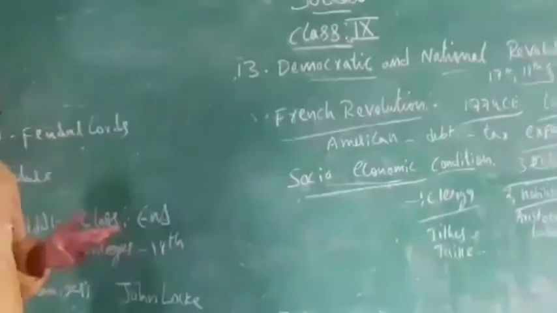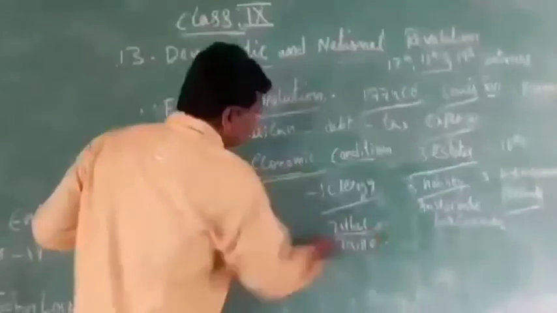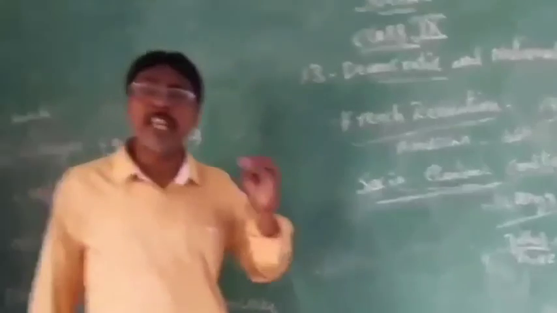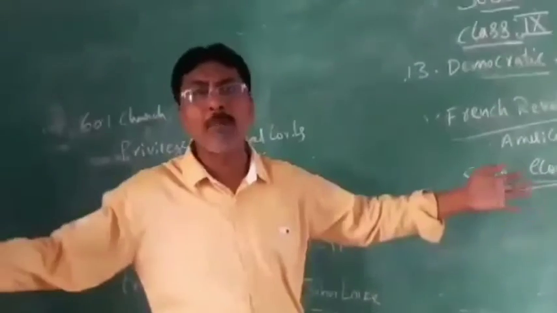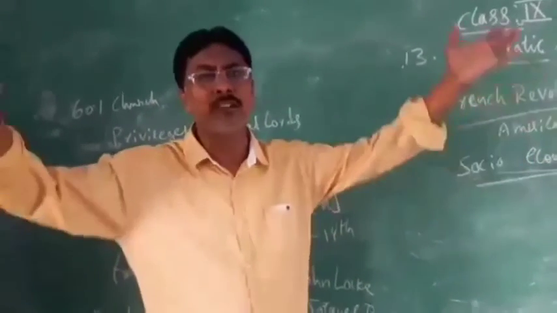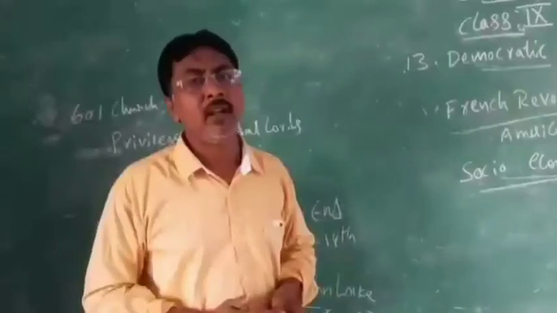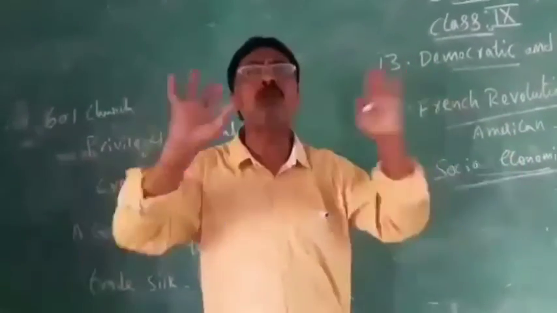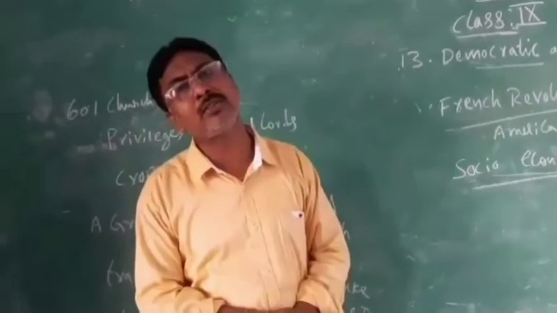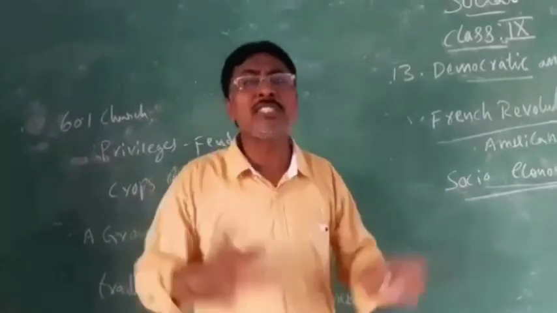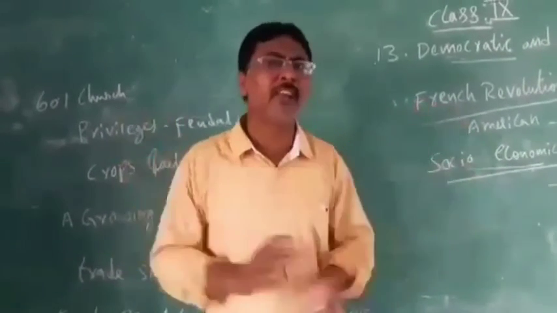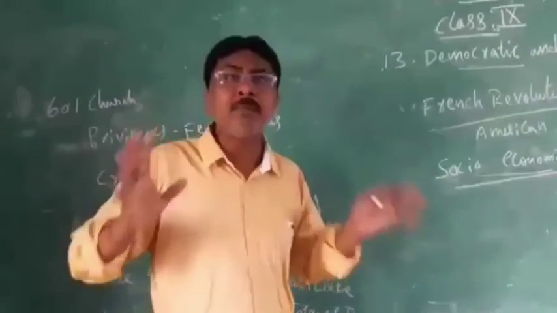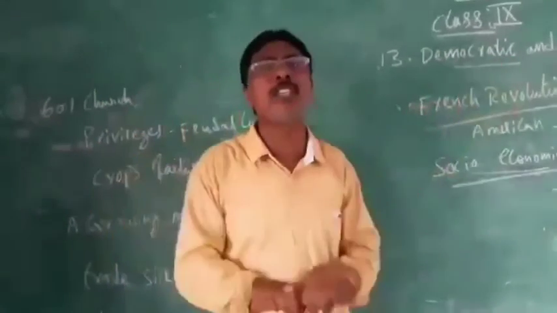Tithe means there are two types. One is Tithe: the farmers used to pay this tax to the church. Compulsorily, in each village or town, a church will be there. And in those days, a lot of lands used to belong to the church. Nearly 60% of the lands everywhere in France belonged to the church only.